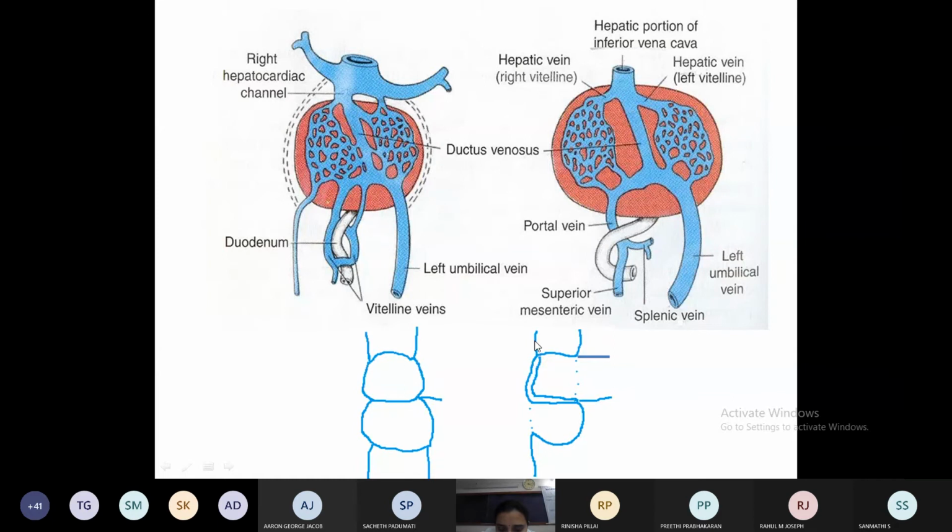This right portal vein is formed by the right vitelline vein above the attachment of the cranial ventral anastomosis, and the cranial ventral anastomosis and the left vitelline vein above this form the left portal vein. So this is the development of the portal vein. Portal vein development may be asked as a short note. So you just remember these steps.